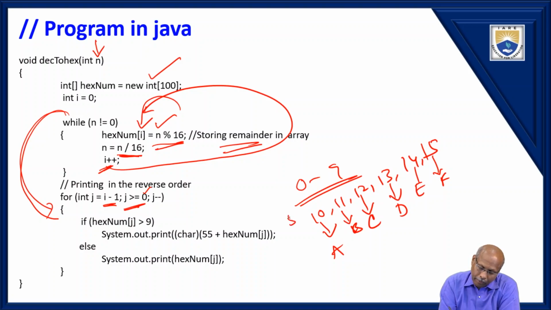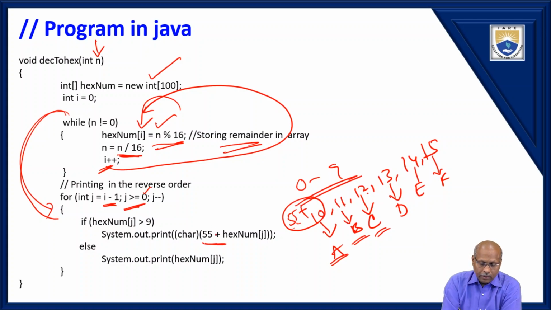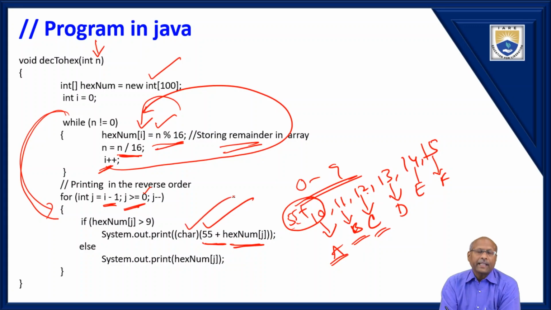If you add 55 plus 10, that is 65, that is A. 55 plus 11, that is 66, that is B. 55 plus 12, that is 67, C. So, if you add 55 with the value, then you will get the corresponding hexadecimal character. So, now this 55 I am adding with the corresponding value, and then you print that character. Repeat this process so that you will get the corresponding hexadecimal string.